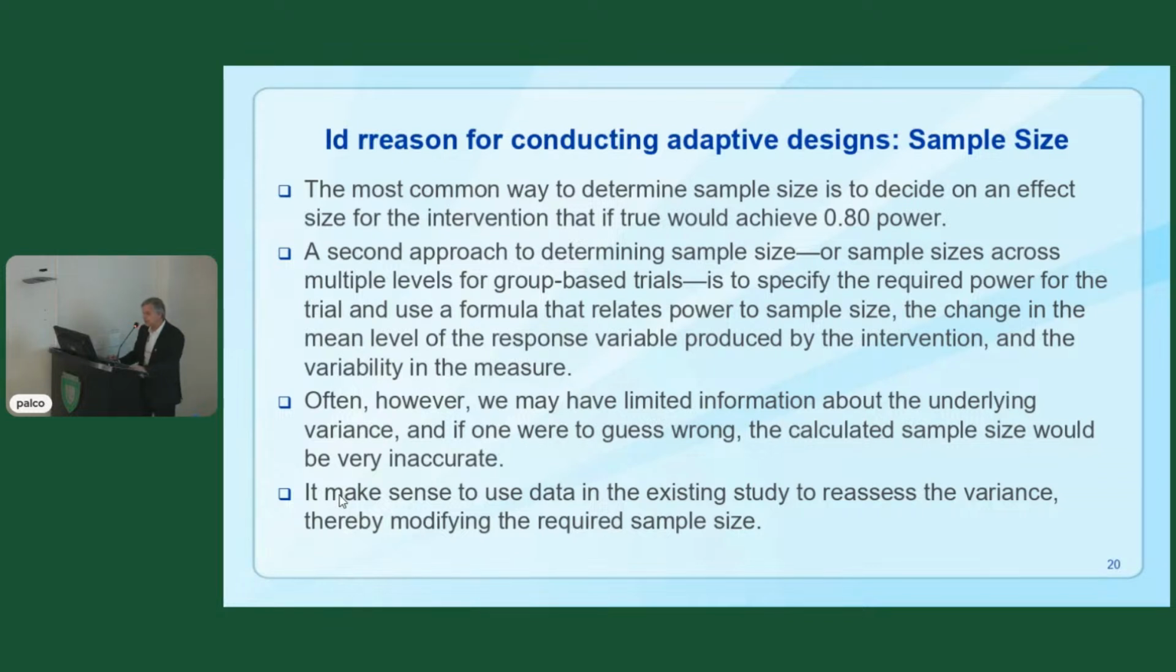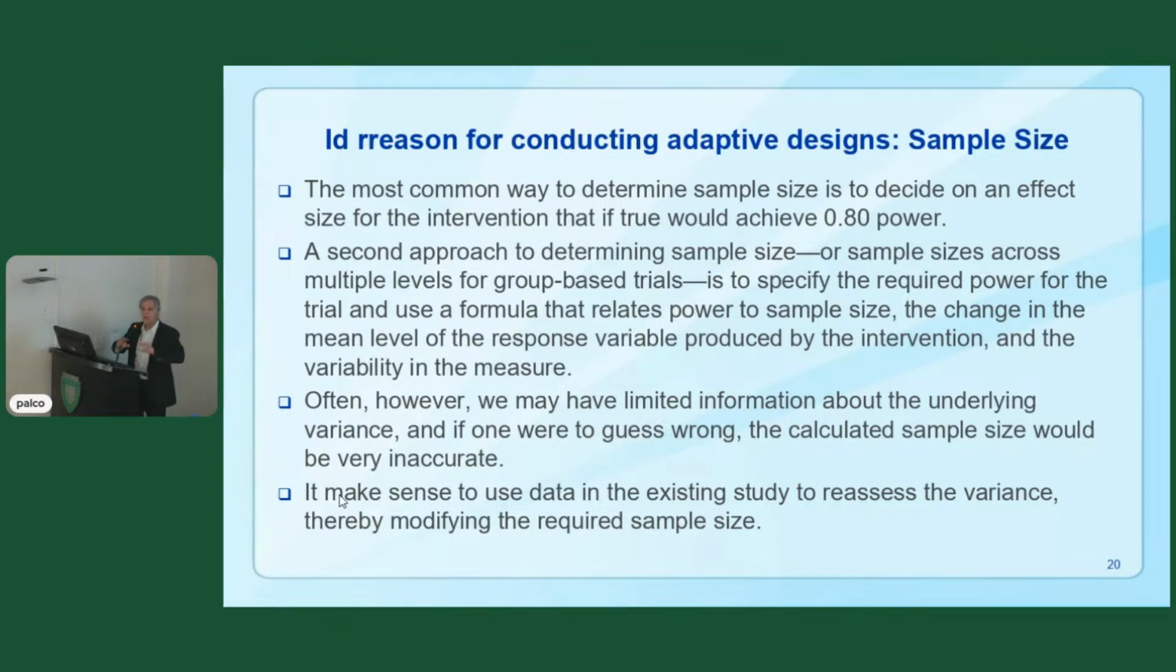The most common way to determine sample size is that you want to achieve 0.80 power, like 80% power. The second approach is to specify the required power for the trial and use the formula relating power to sample size. That's what I usually do. It depends on the change in the mean level of the response produced by the intervention and the variability of the measure.